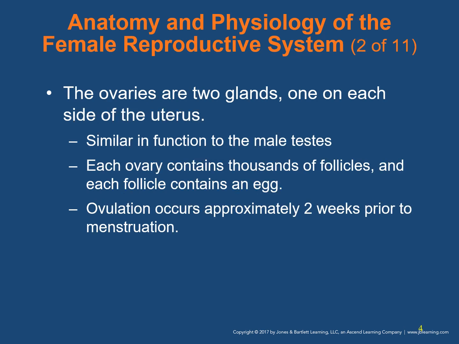The ovaries are two glands, one on each side of the uterus, that are similar in function to the male testes. Each ovary contains thousands of follicles, and each follicle contains an egg. During each menstrual cycle, there will only be one follicle that is successful at maturing and releasing an egg. Ovulation occurs approximately 2 weeks prior to menstruation.